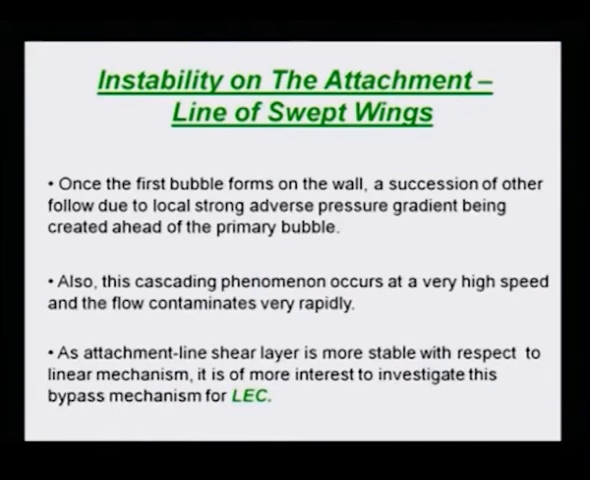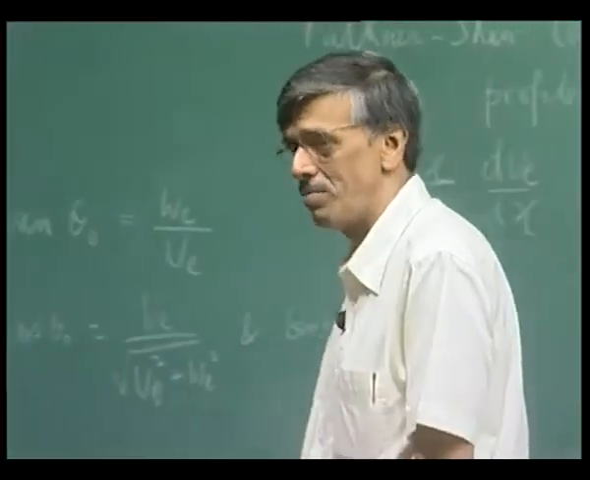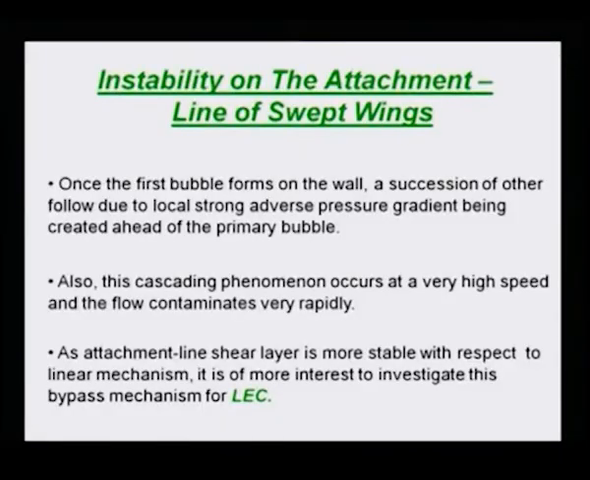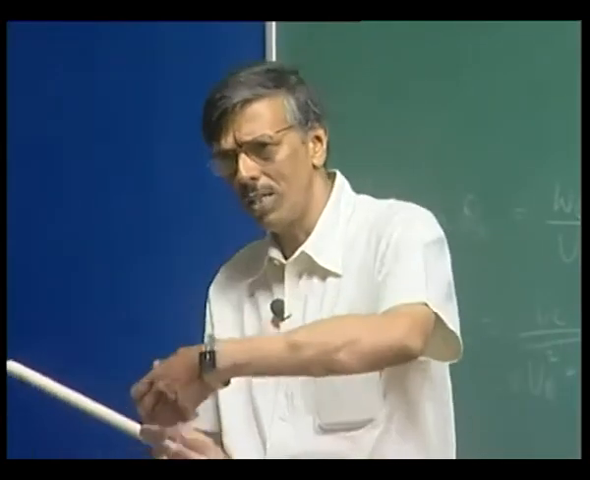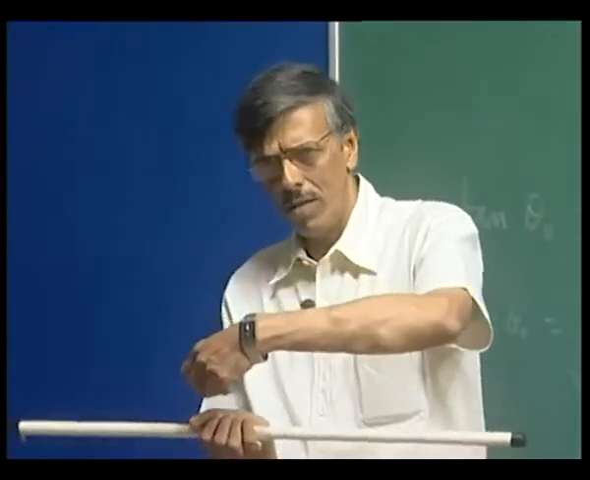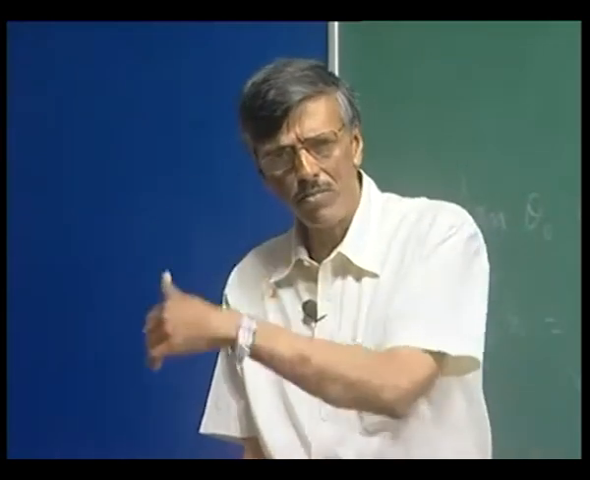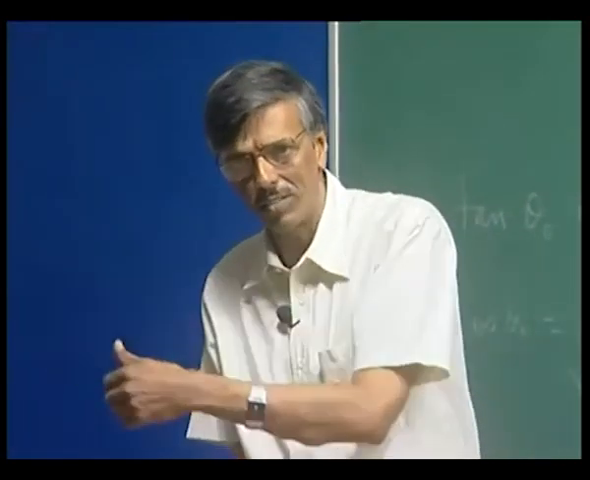And this is something we have all along seen in vortex induced instability. Once the primary instability makes its appearance through the formation of a first bubble, a succession of many others will follow. They will be ahead of it, right? Because locally, if the shear layer bulges out, it creates a further adverse pressure gradient ahead of it, right?